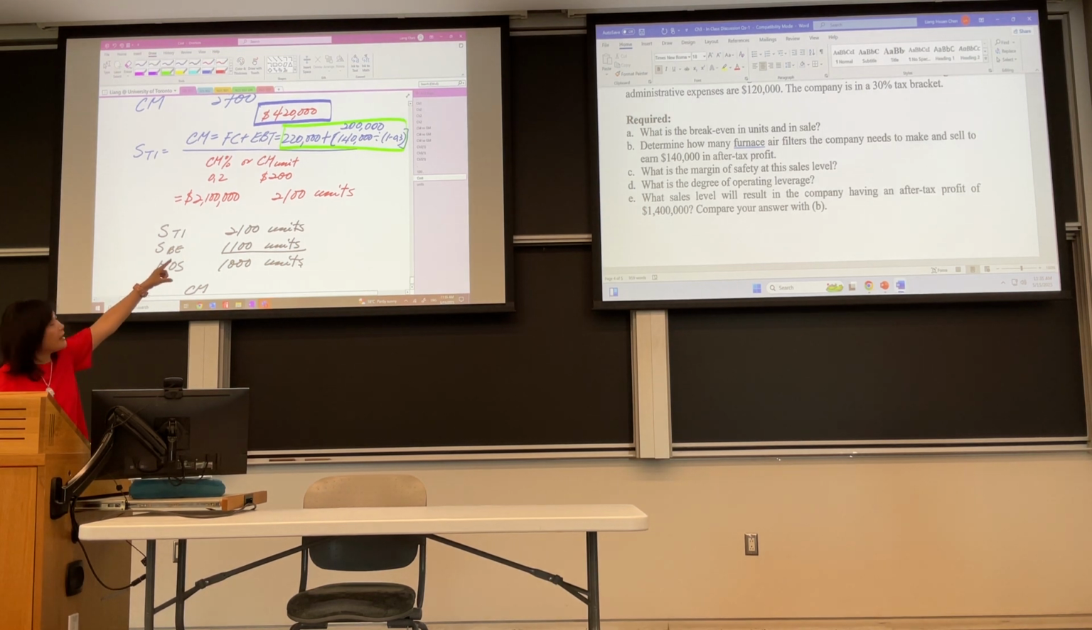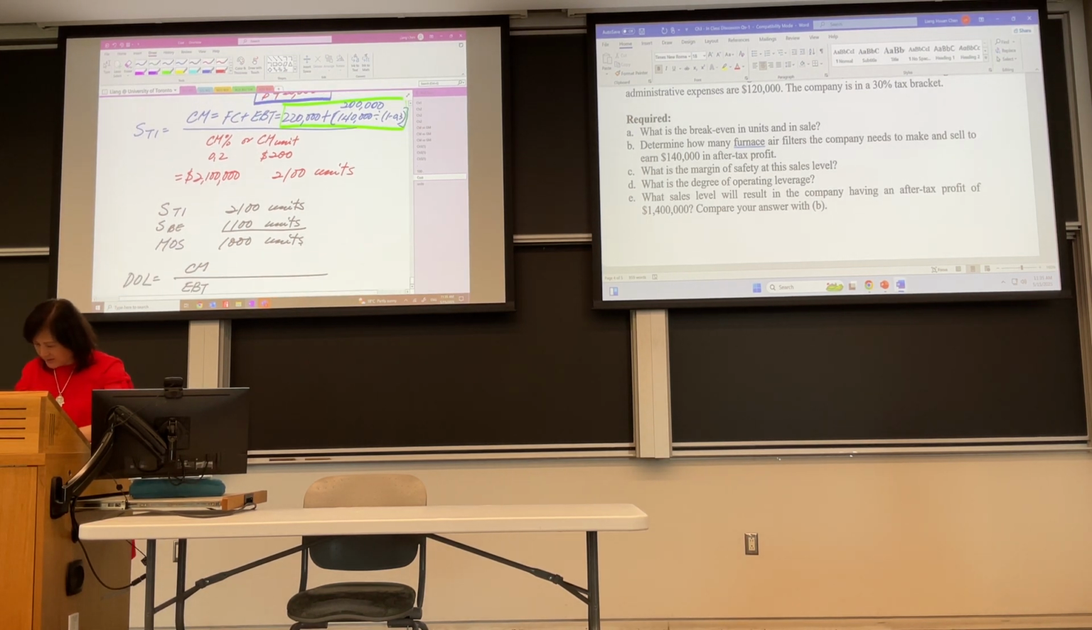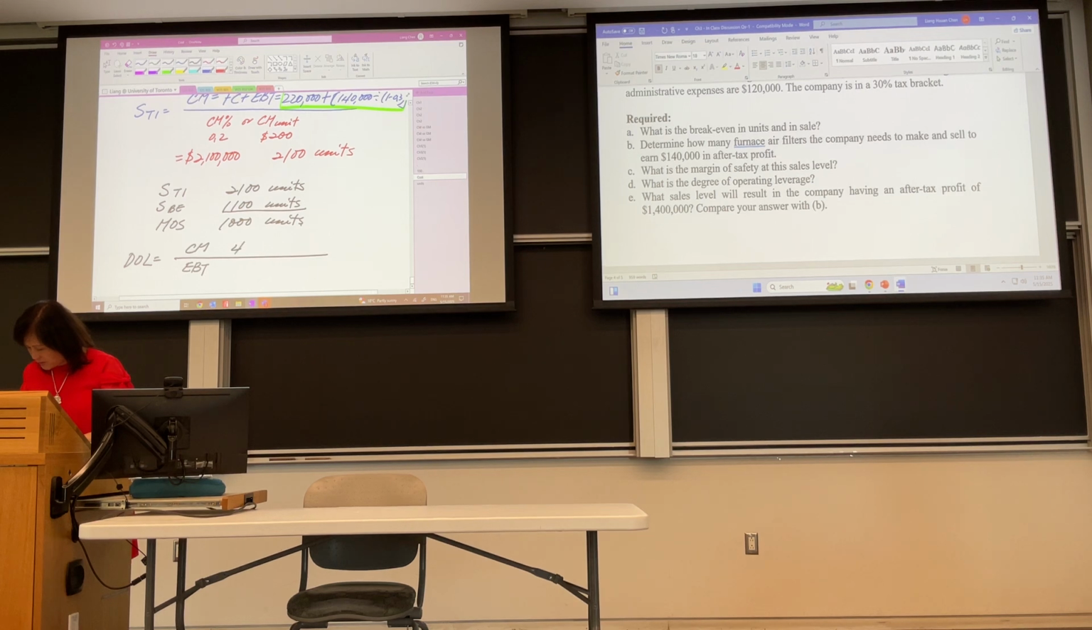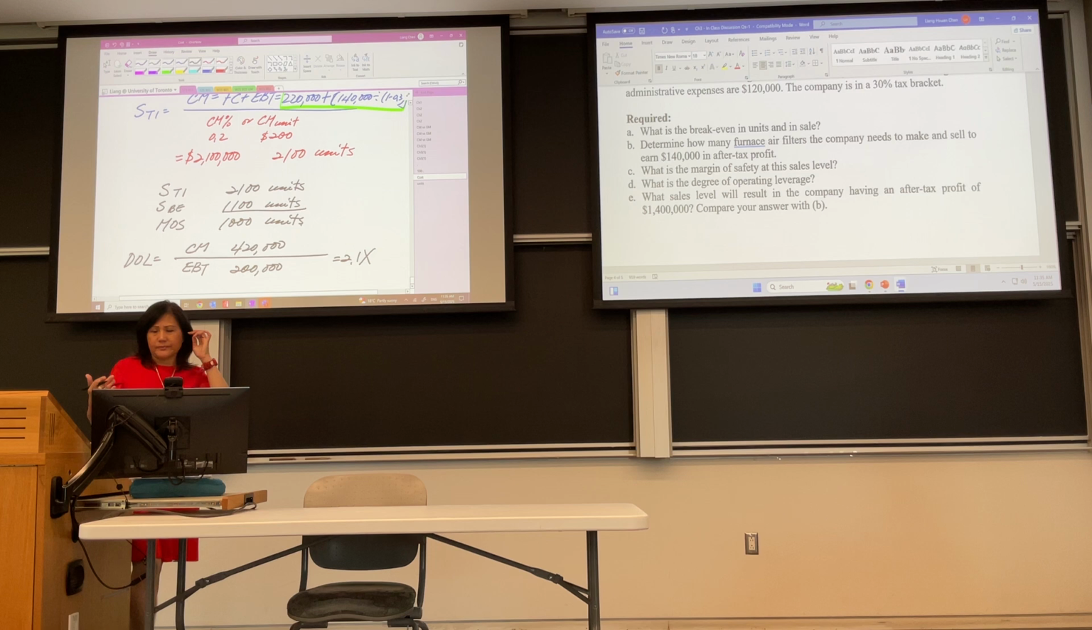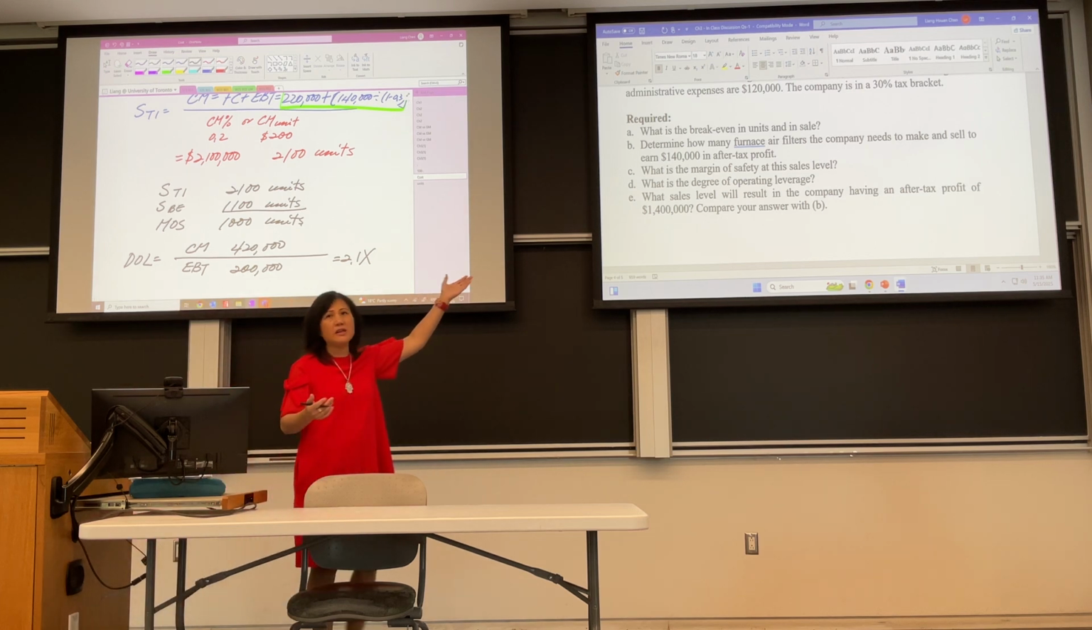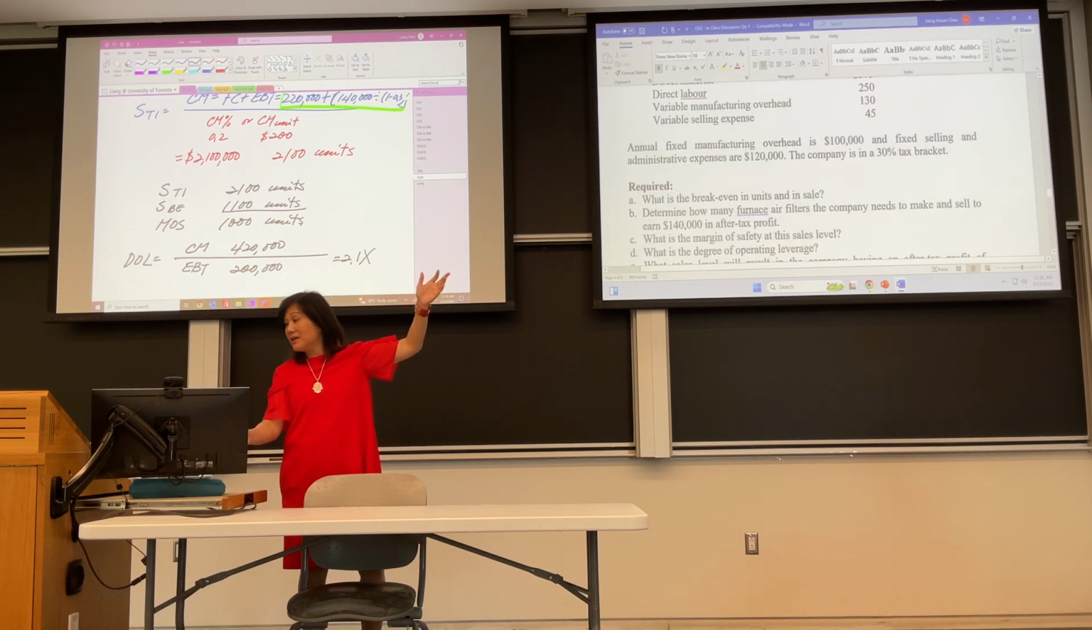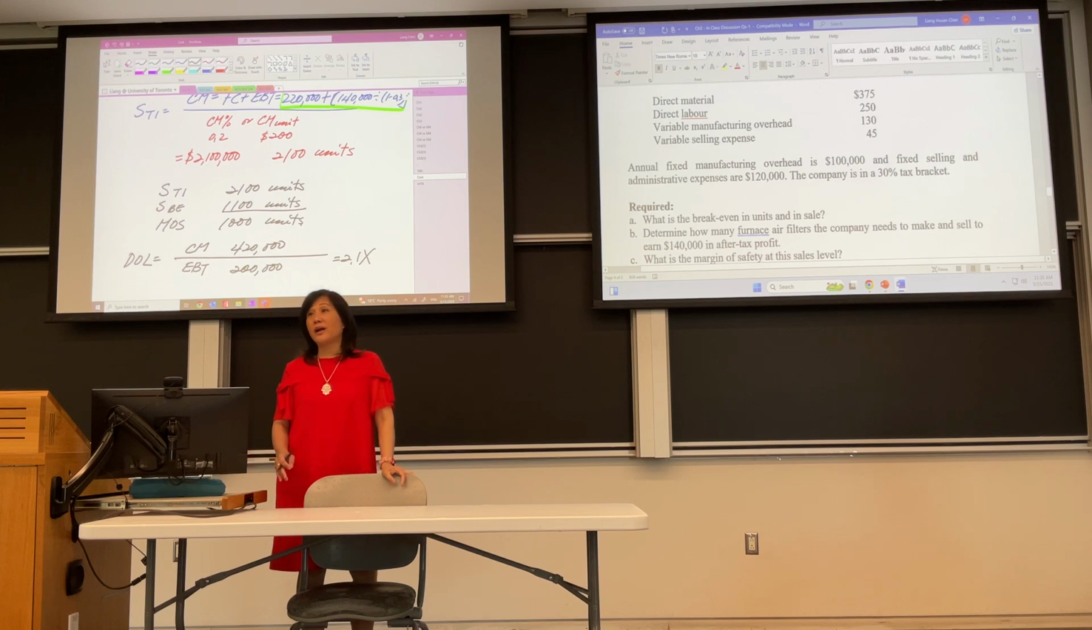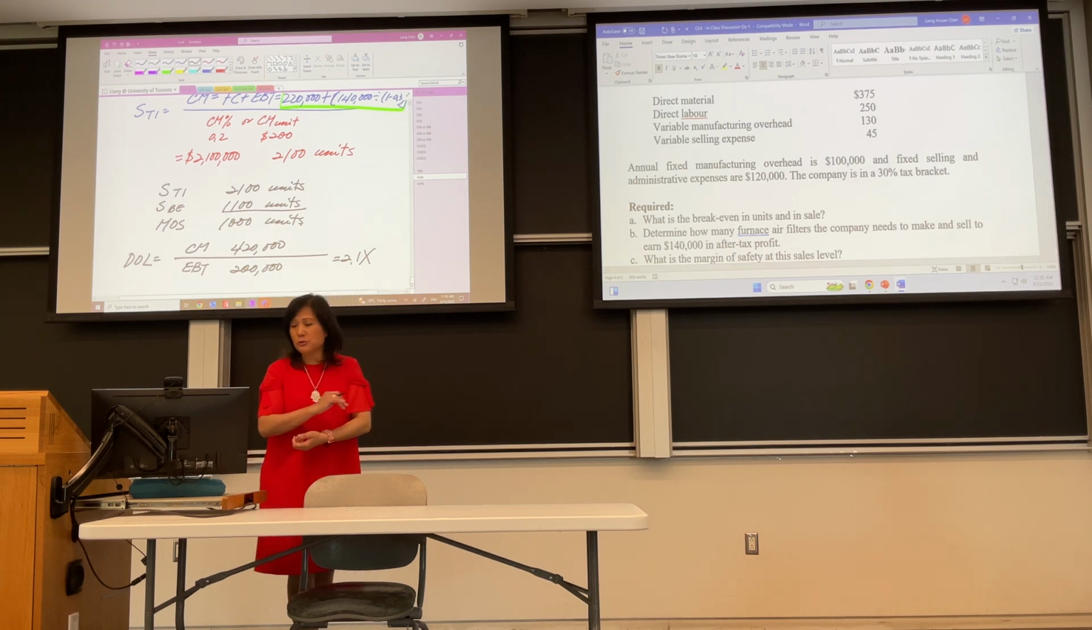Fixed cost and EBT divided by EBT, the end. Okay, so this one is 420,000. EBT is 200,000. This is 2.1 times. So it's not very high in comparison, because this company, even though it's a manufacturing company, somehow their variable cost is very high. So it only gives you a 20% profit, contribution margin.